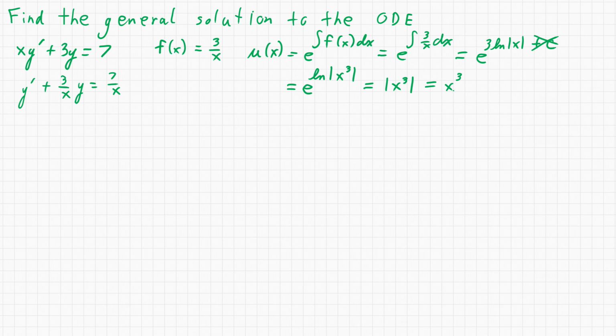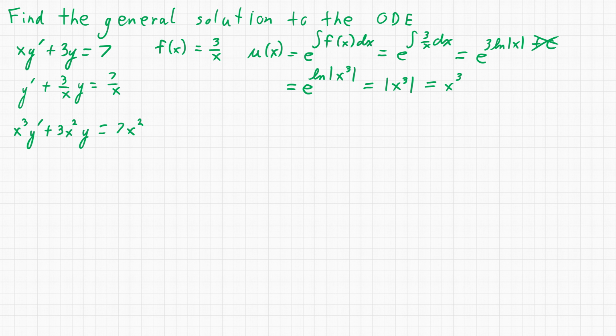All right, so now we're going to multiply by the integrating factor. So we'll end up with x cubed y prime plus 3 over x times x cubed, which ends up being 3x squared, since one of the x's is canceled, y is equal to 7 over x times x cubed, which ends up being 7x squared.